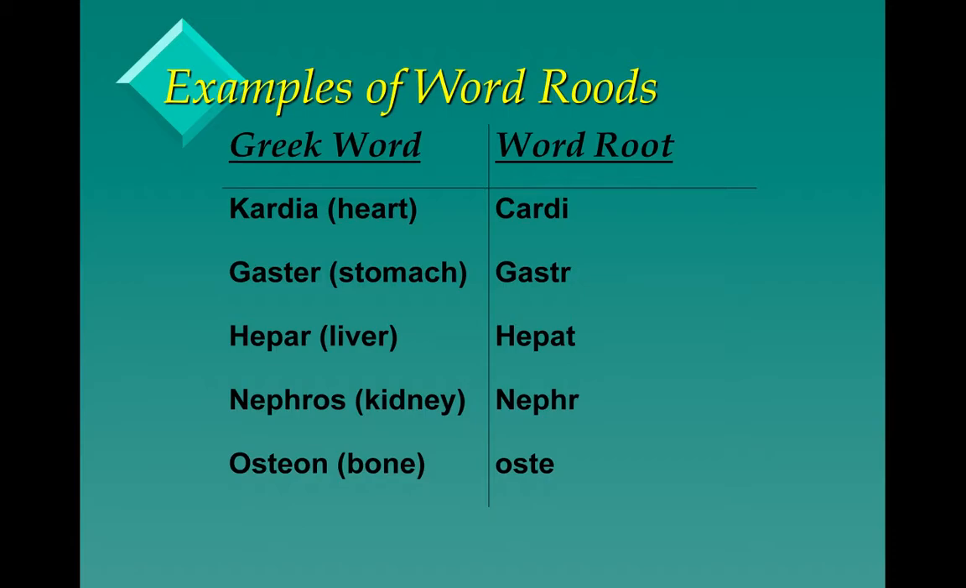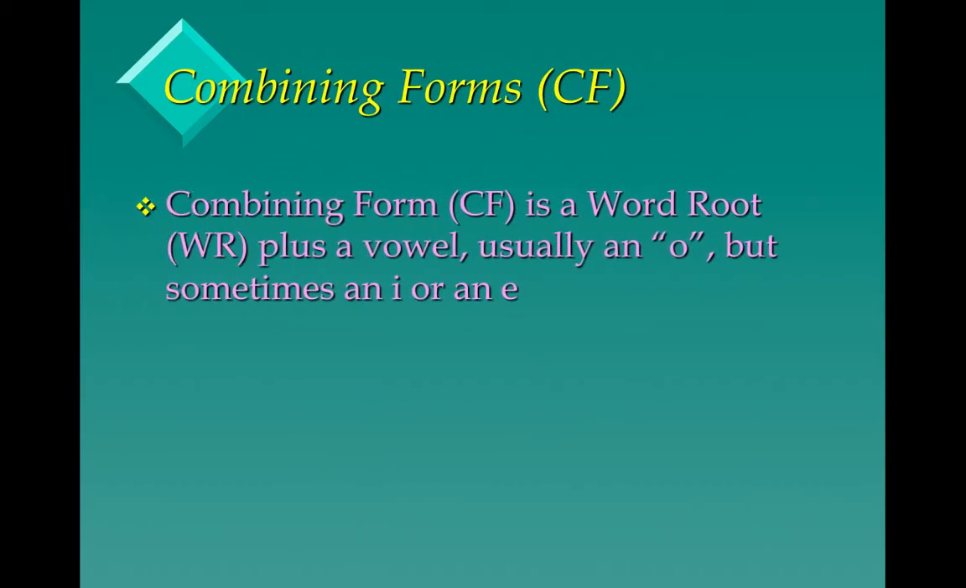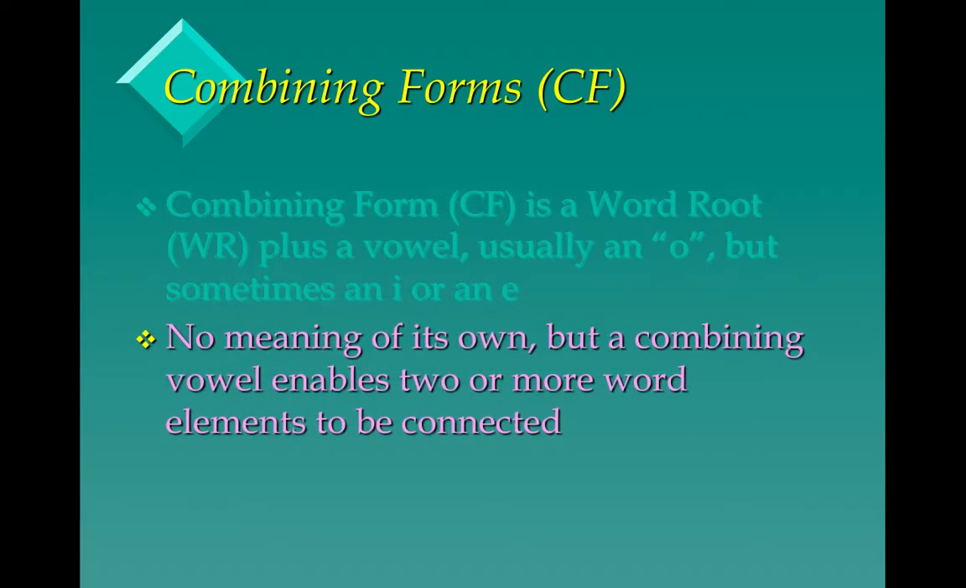Cardi is heart. Gastro, like gastrointestinal, would be stomach and your intestine. Osteo is your bone. And we'll get into those as we get into the specific chapters. There is also what they call a combining form, where you take that word root and then add a vowel to it, usually an O, but sometimes you can have an I or an E. That combining form allows you to put the suffix on the end, and sometimes you will put two or more word roots together, and you will need those vowels to do that.